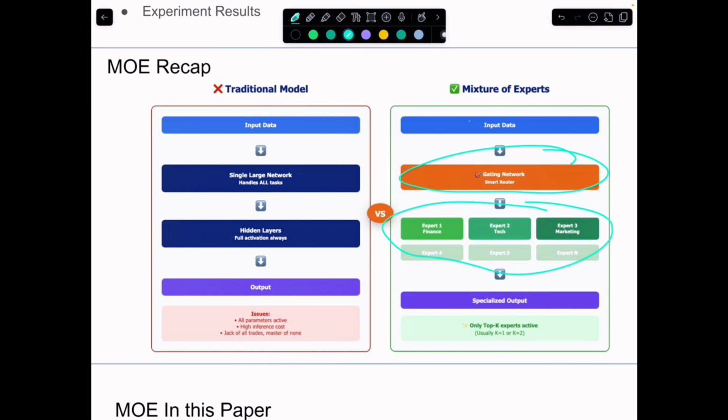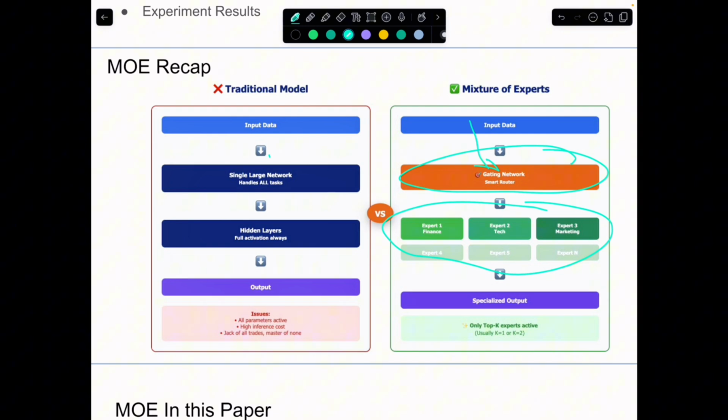So the two steps work like this. First of all, the input data goes through the gating network, and the gating network works as a router. It routes the input data to the right expert, and eventually the output will be either a weighted sum of the selected experts by the gating network, or the top one, the one expert that the gating network thinks works the best. So what's the difference between mixture of experts and a traditional model?